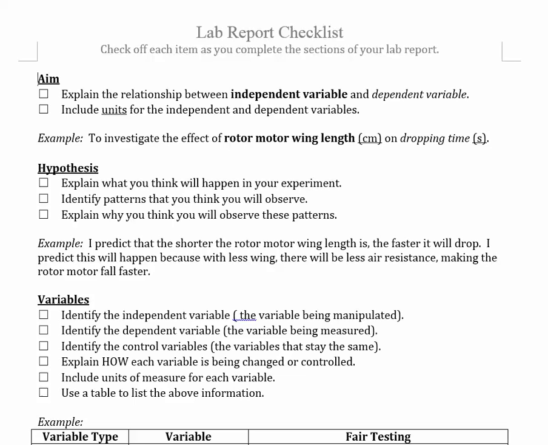So every experiment has to start with an aim, and so your aim right here has to have the independent variable and the dependent variable, and you should try to include the units. So if you're talking about the length of the wings, then you must include centimeters, or however you're measuring, centimeters or millimeters.